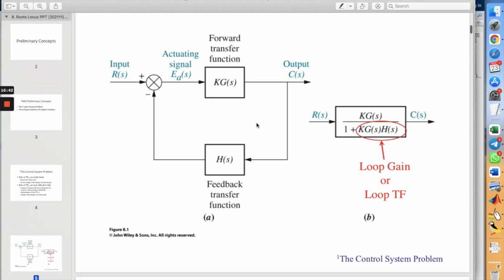Okay, so we have this diagram here, and we have the equivalent diagram on the right hand side. In diagram B we have KG over 1 plus KGH. We call this KGH here the loop gain or loop transfer function. So when we want to draw the root locus, we always consider this loop gain, KGH.